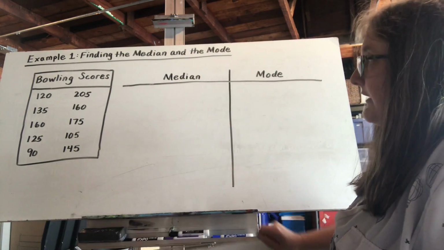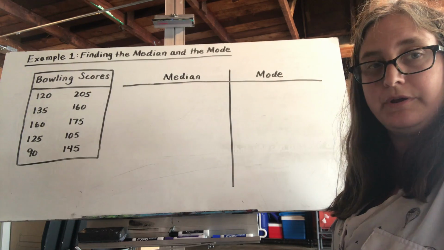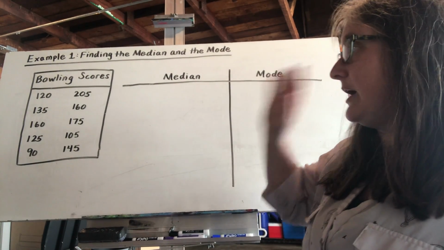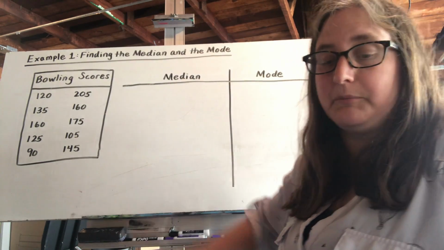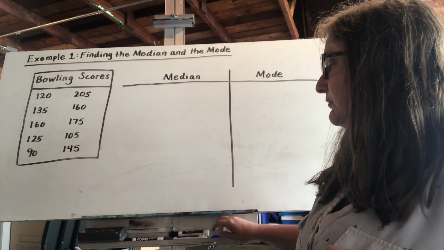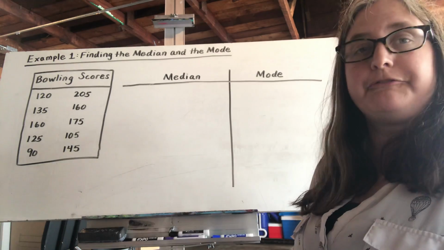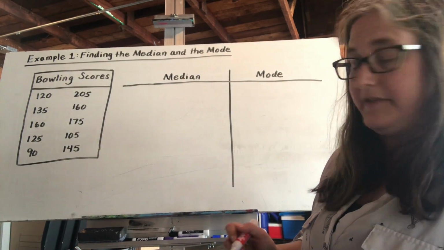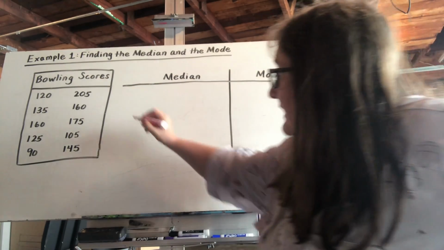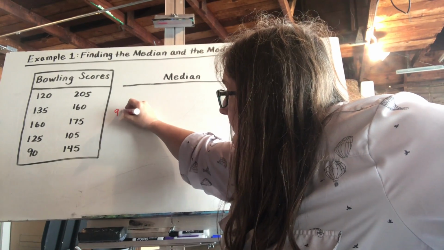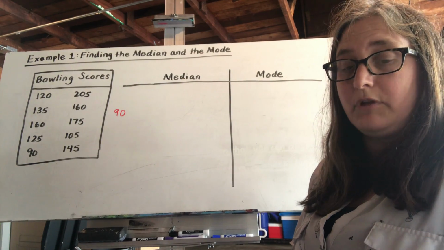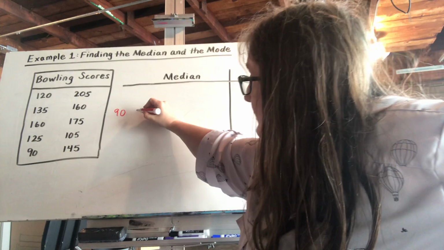So let's practice finding the median and the mode. When I'm trying to find the median, what I want to do is order all of my data from least to greatest. So when I'm looking at this set of data, the first thing I want to do is find the smallest number in the set. And in this case, the smallest number I see there is 90. I'm going to keep going, smallest to largest. So the next one would be 105.